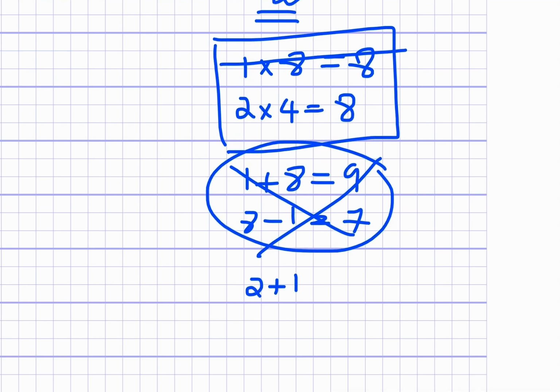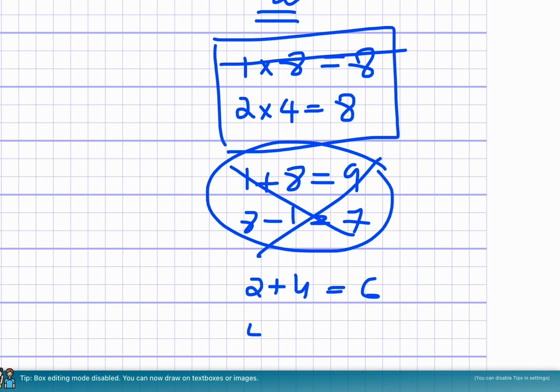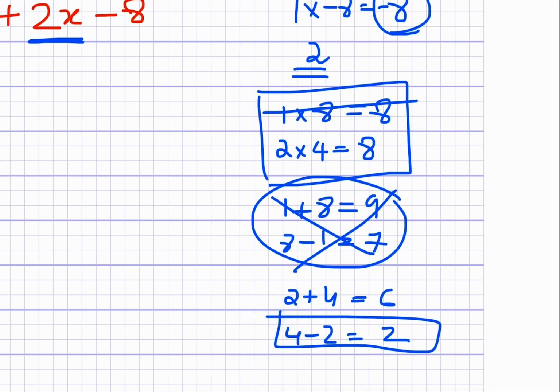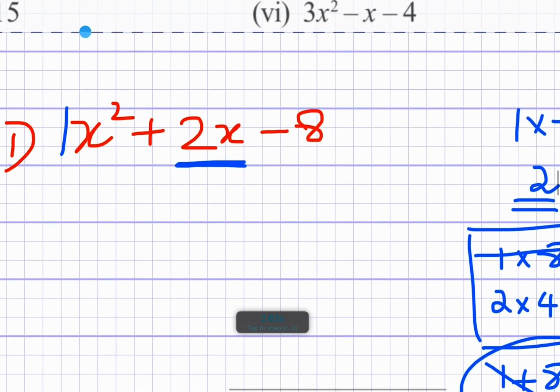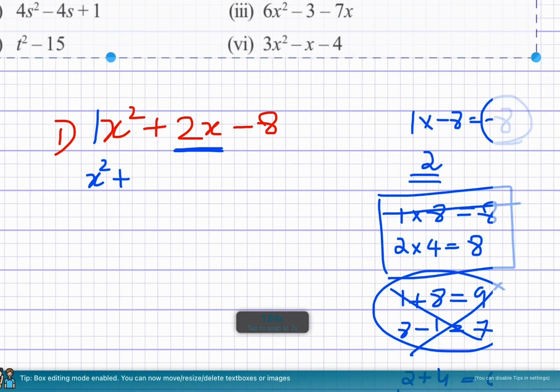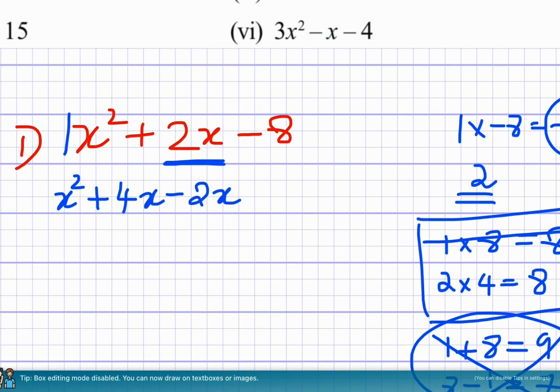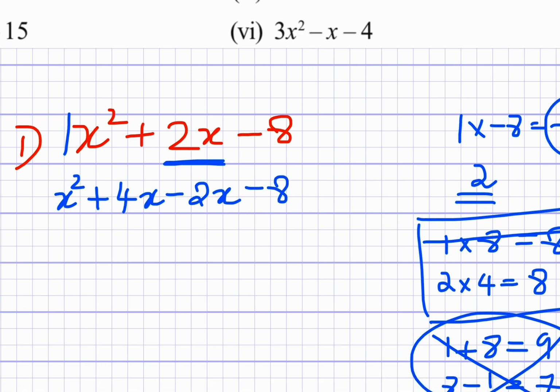Now the next one we can look at is 2 and 4. So 2 plus 4 is 6, and we can take either 4 minus 2. 4 minus 2 is 2. Look, when we add or subtract, we have to get the middle term. Here we are getting 2x itself. Since it is positive, we can use this. So we can write 2x as 4x minus 2x, and then minus 8. Now from this we have to take x as common.